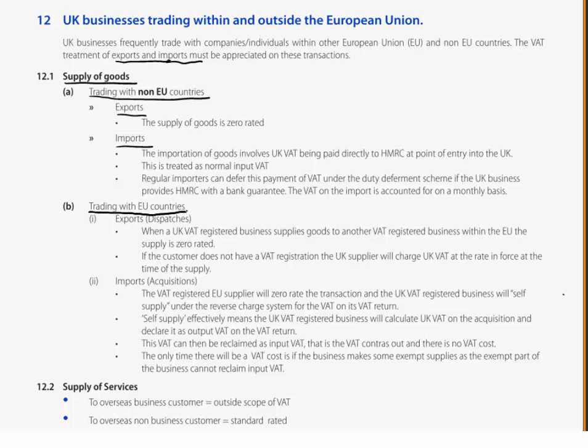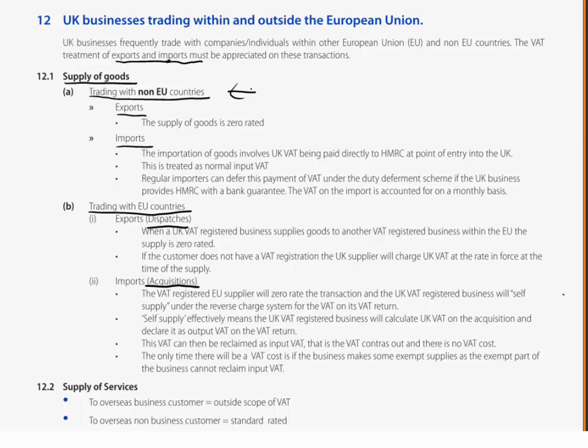When we are trading with other EU countries, then instead of referring to exports when we make sales to customers in those other EU countries, we talk about dispatches. And when we buy in from businesses within the EU, we don't talk about imports, we talk about acquisitions. Now, other than the names, what of course applies in terms of the system? So let's look first of all at when we're trading with non-EU countries.